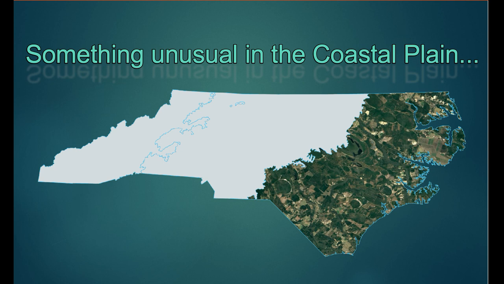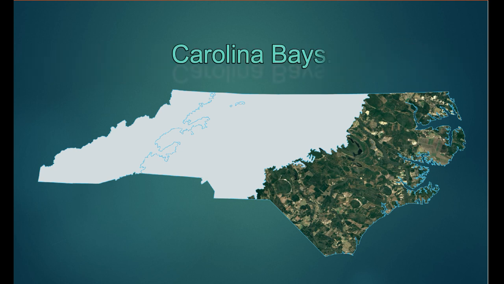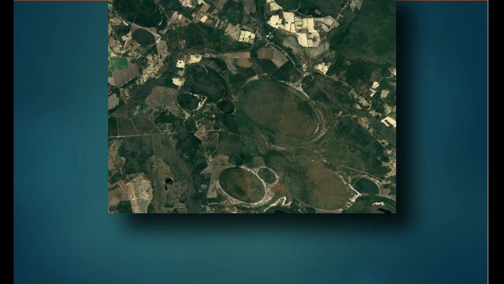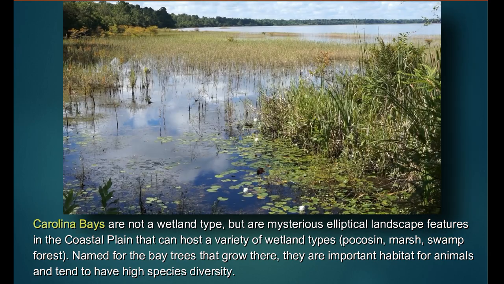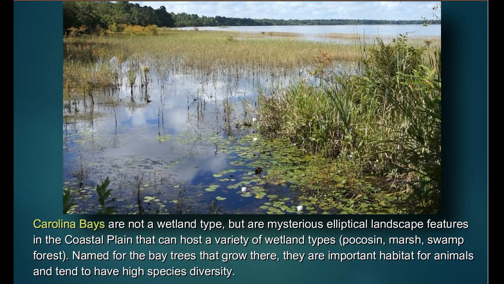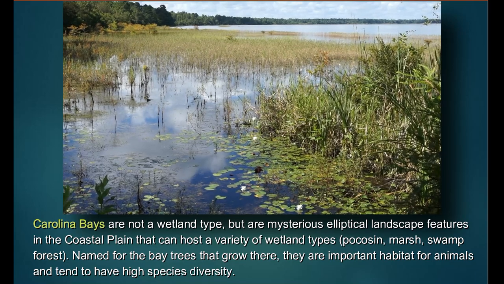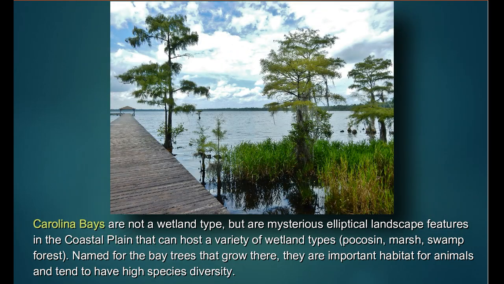Something unusual in the coastal plain. Carolina Bays. Carolina Bays are not a wetland type, but are mysterious elliptical landscape features in the coastal plain that can host a variety of wetland types: pocosin, marsh, swamp forest.